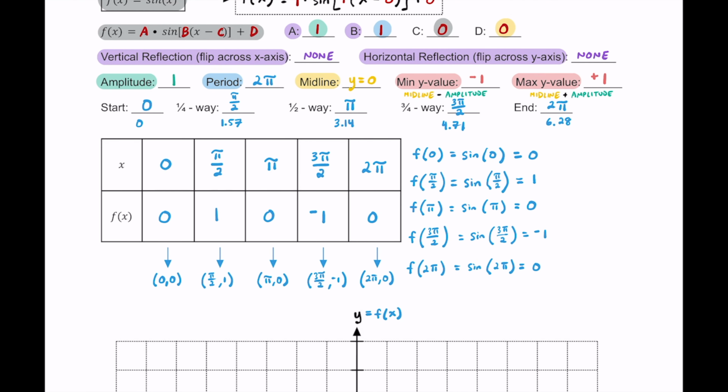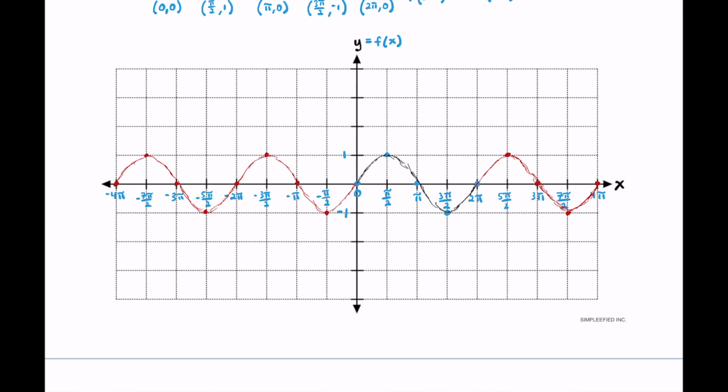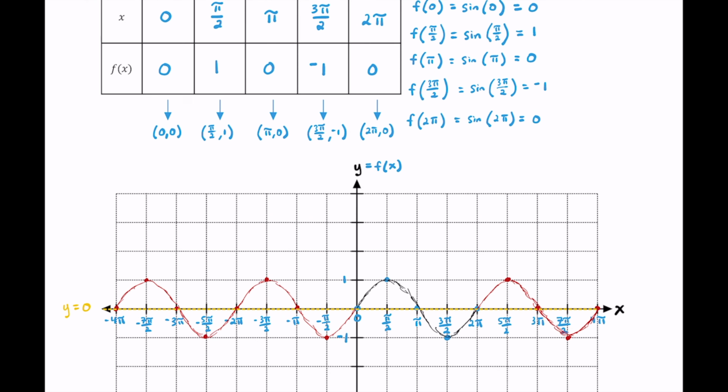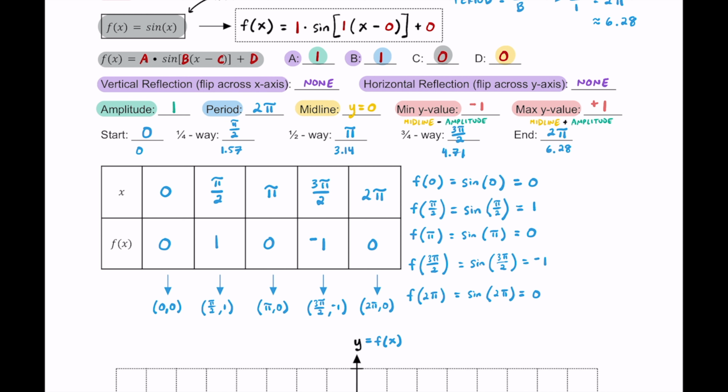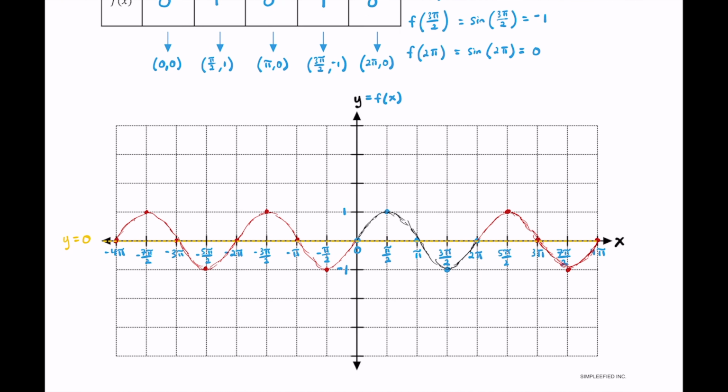So remember our midline from earlier, we said our midline was y is equal to 0. So if we go ahead and take a look at this, let me show you where that is. Here is that horizontal line of y is equal to 0, so that's our midline. It is right in the middle of our sine function. And then what else can I show you a little bit more clearly here? Well, we can also see maybe our minimum y value, which was -1, and our maximum y value, which was +1. Maybe we can go ahead and show that as well.